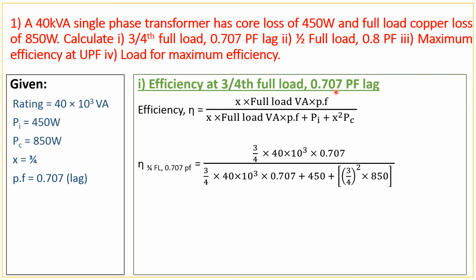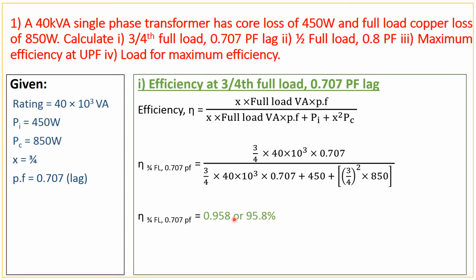Next comes power factor. The given power factor is 0.707 lagging. Therefore replace PF as 0.707, here and in the denominator as well. Next is Pi. Core loss given is 450 watt, therefore Pi is 450, and x square, already 3 by 4 square, into PC, copper loss, is 850. So everything is given. Substitute in the formula and find the answer. So efficiency you will get as 0.958 when you substitute all these values in the calculator.